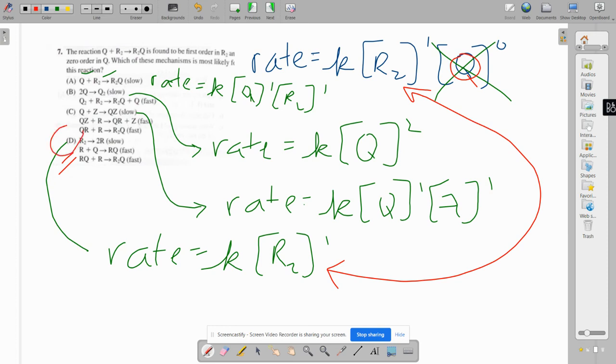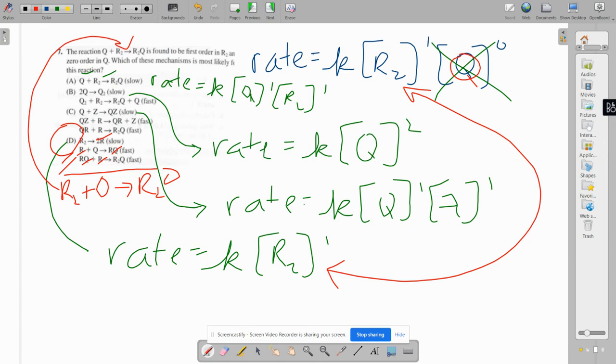Okay, so it looks like D's the answer, but I might suggest one other thing to check is that for a mechanism to be a good one, all of the steps should add up to the overall. Kind of like Hess's law, if I see something on the reactant side and also on the product side, I can simplify it out. So we got 2 R's here and an R here, so they cancel out. RQ also cancels out. So R and RQ are both intermediates. The only thing left is R2 plus Q yields R2O. And that does indeed match the overall reaction. So those are 2 big points that make this mechanism good.